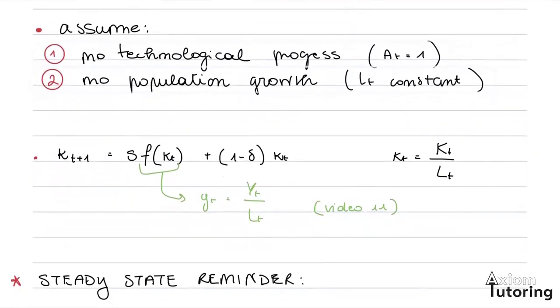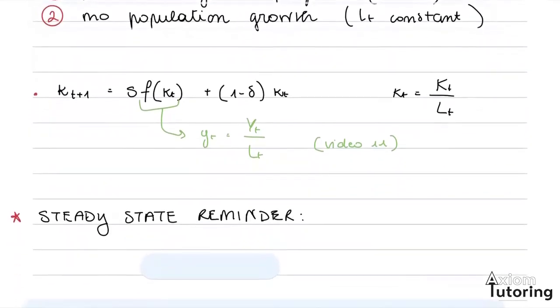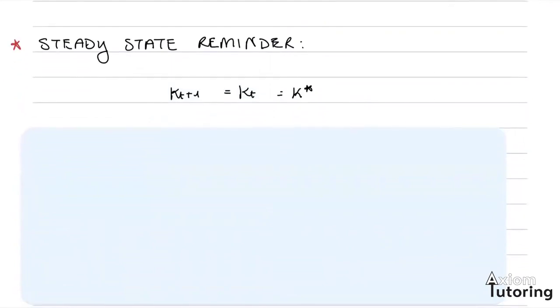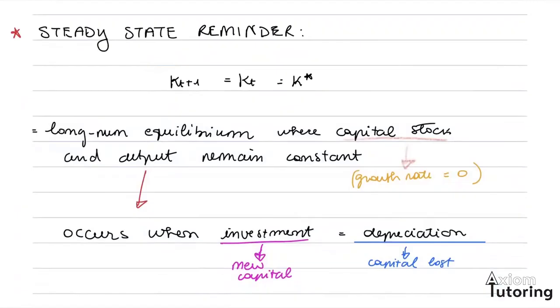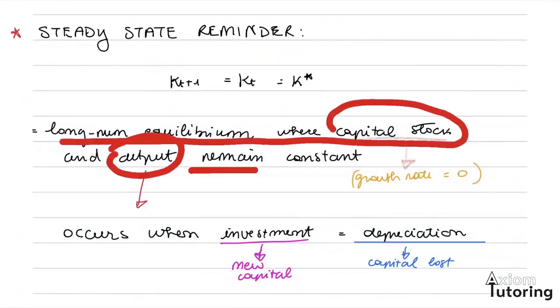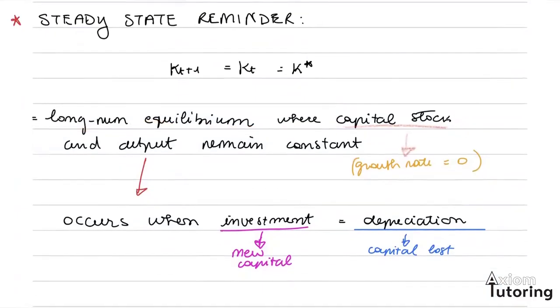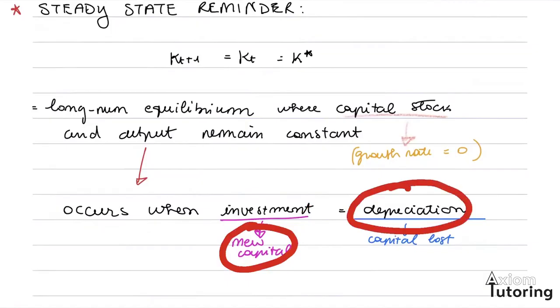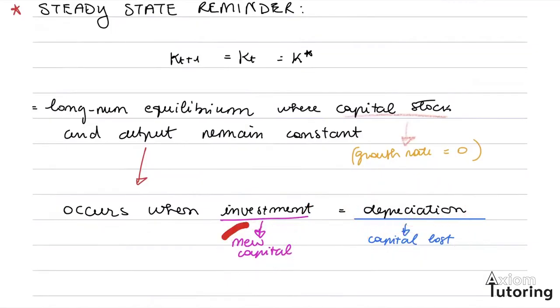So now let's have a reminder of what a steady state is. As we mentioned in the previous video, a steady state occurs where capital tomorrow equals capital today, meaning that we are at a fixed level of capital and capital is not growing anymore. Again, it's a long-run equilibrium where capital stock and output remain constant, meaning that they have a zero growth rate. And intuitively, we've already mentioned that this is going to occur when the investment into new capital is going to equal the depreciation of the old capital, meaning that the new machines that we buy equal the machines that break down.